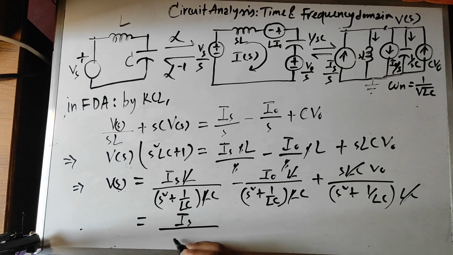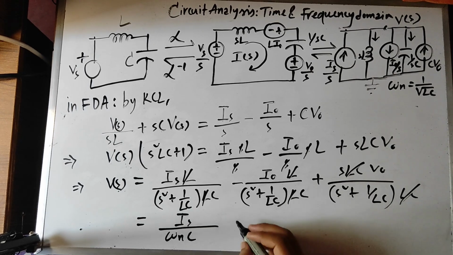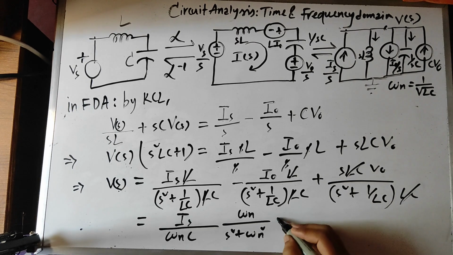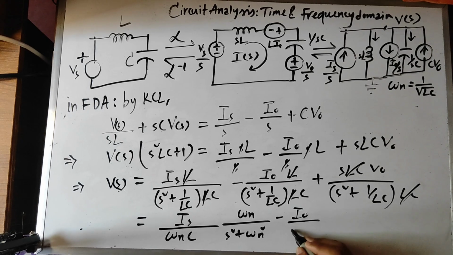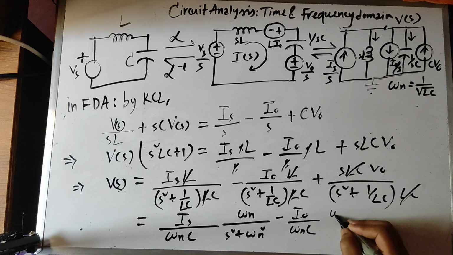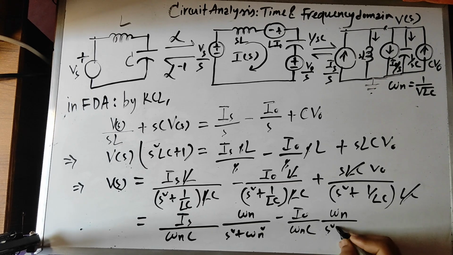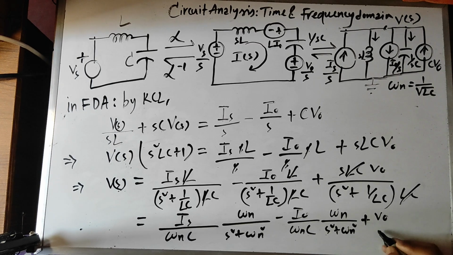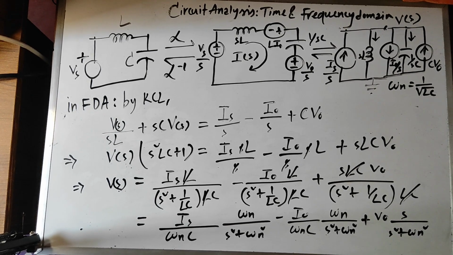Is by, take an omega n by S² plus omega n squared, where omega n is 1 by root LC, minus Io by omega n C times omega n by S² plus omega n squared, plus Vo times S by S² plus omega n squared. So here we have found this, now we are in this stage.